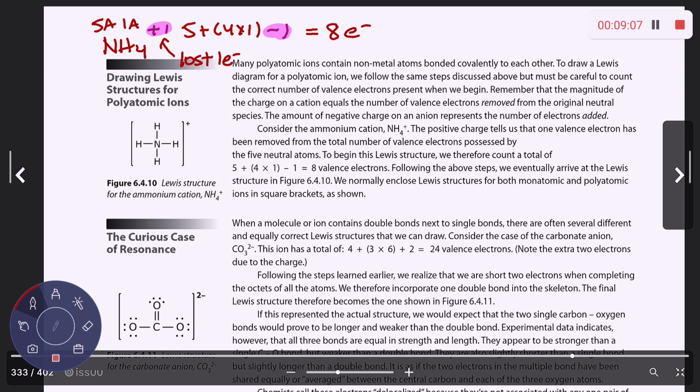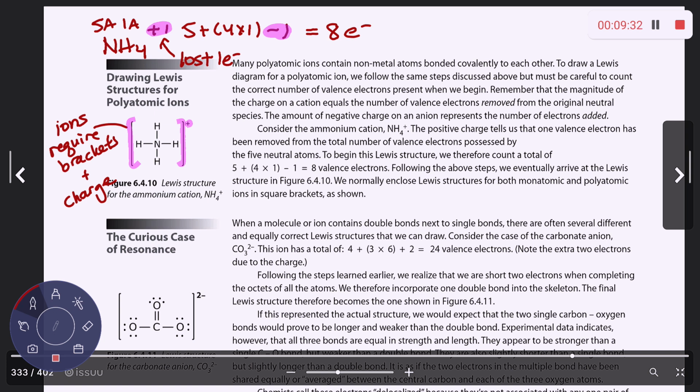You draw it as you would normally draw it, but ions require brackets in their Lewis structure, so you had to add this part, and then you have to put the charge on the outside. Okay?